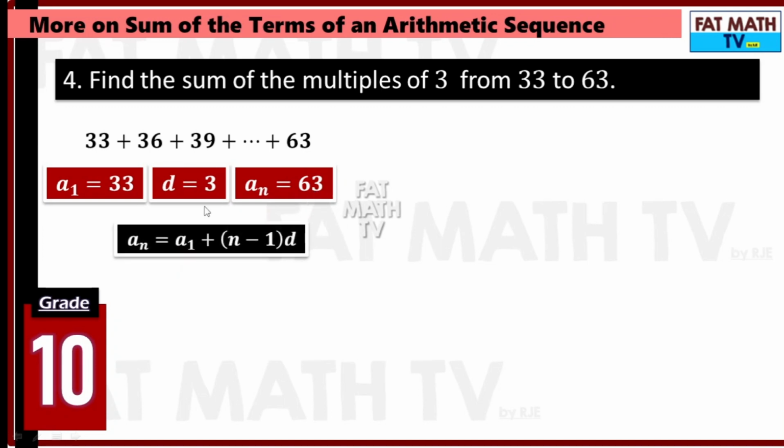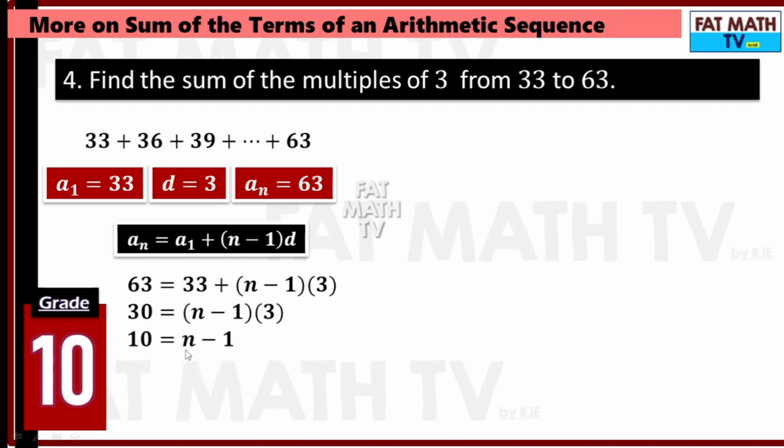So let's solve for n. A sub n here is 63. A sub 1 is 33. Copy n minus 1. And common difference d is 3. Add negative 33 to both sides of the equation. You will get here 30 equals n minus 1 times 3. Divide both sides by 3. You will get 30 divided by 3. It's 10. And then add 1 to both sides of the equation. 10 plus 1 is 11. So this 63 is the 11th term. So there are 11 multiples of 3 from 33 to 63.